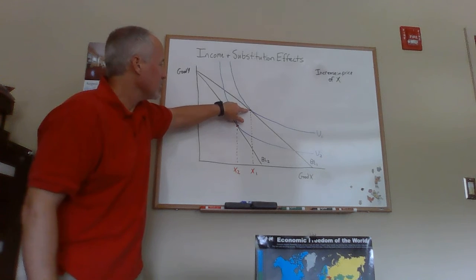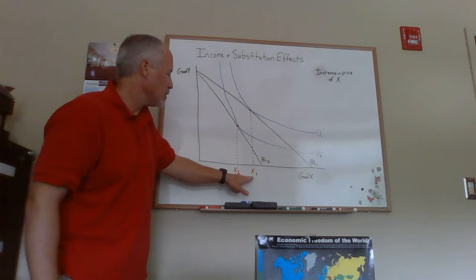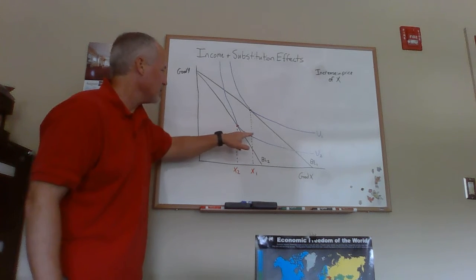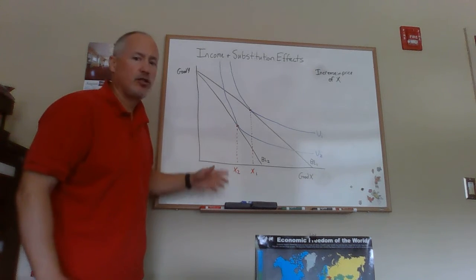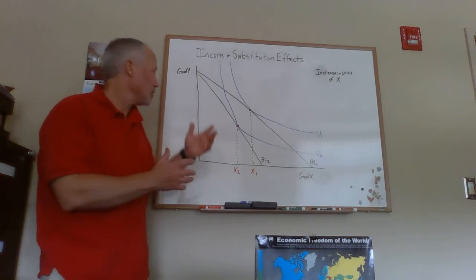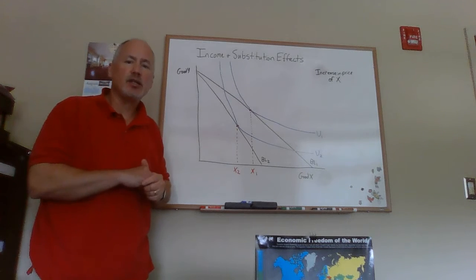And I've drawn in already the tangency points. With the original budget line, BL1, that gives us a quantity of X of X1. And then for the new budget line, BL2, the tangency point gives us a quantity of X of X2. So this would be the change in quantity demanded that we would observe in response to the increase in the price of X.